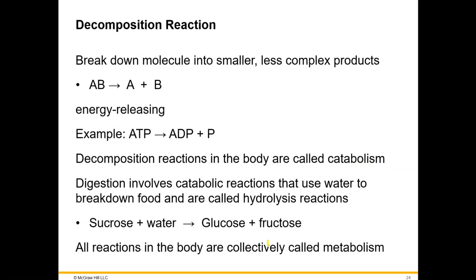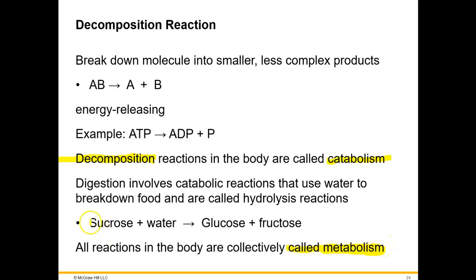But a decomposition reaction is a breakdown reaction. And all of the decomposition reactions in our body are called catabolism. So metabolism is all the chemical reactions together. That's all of the anabolic reactions and all the catabolic reactions. All of the building reactions and breakdown reactions are called metabolism.